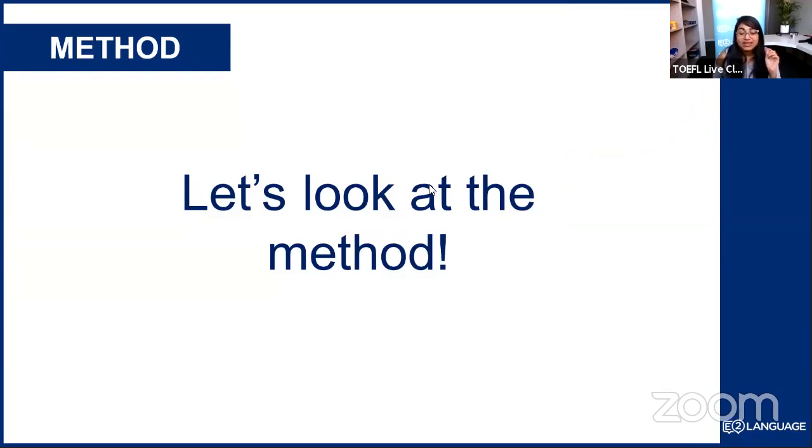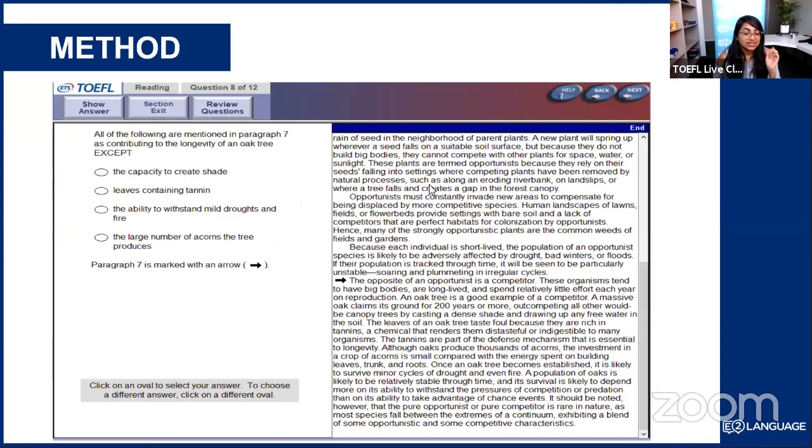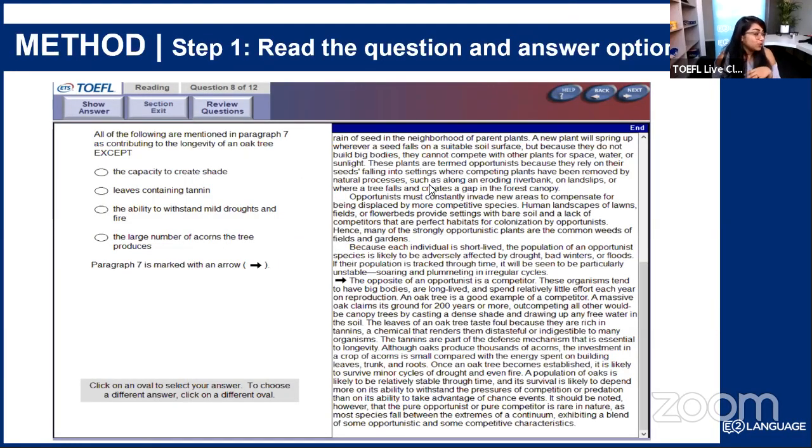Step 1, you read the question and answer options. Let's do that. All of the following are mentioned in paragraph 7 as contributing to the longevity of an oak tree, except the capacity to create shade, leaves containing tannin, the ability to withstand mild droughts and fire, the large number of acorns the tree produces. That's it. Step 1 done.